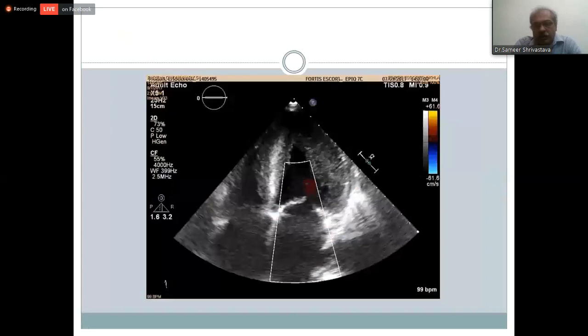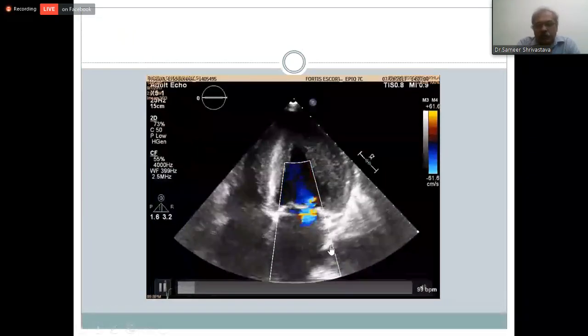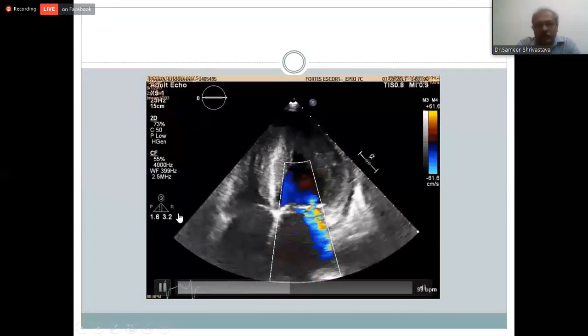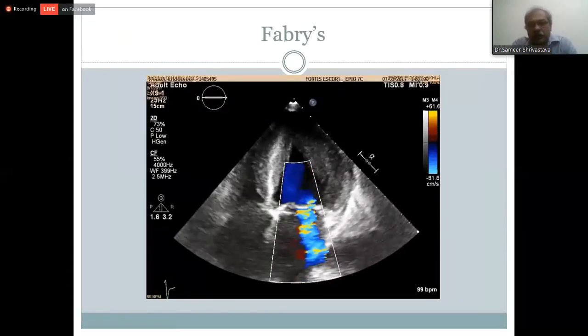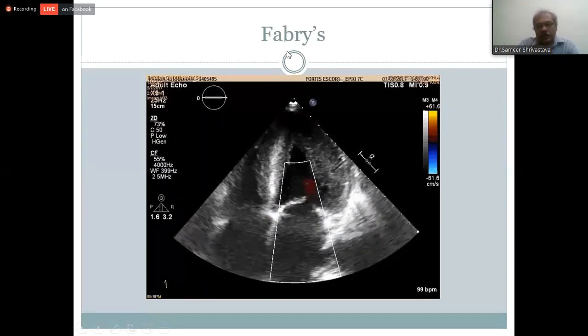And once we got the biopsy done, we found he had a mitral regurgitation too. So this again is a restrictive cardiomyopathy kind of situation. And our diagnosis turned out to be infiltrative disorder, which was Fabry's disease. So not all restrictive disorders will be amyloid.